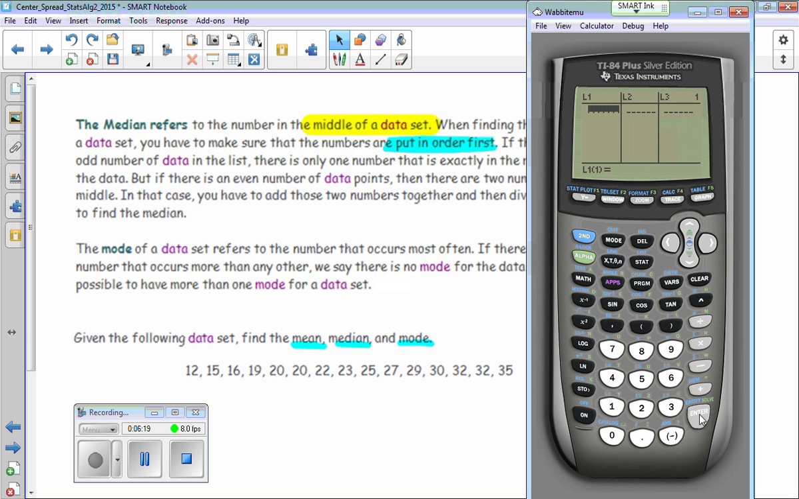and you go to Edit, if you have anything in there, clear it out. So you want it blank. We're only going to use L1. We just have this one set of numbers. And let's go ahead and enter all of these values into our calculator. As you're entering them, tell me something you notice about the data set. So just go ahead and enter them in.